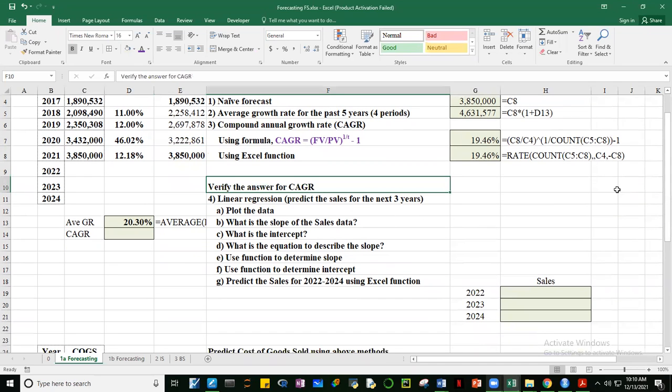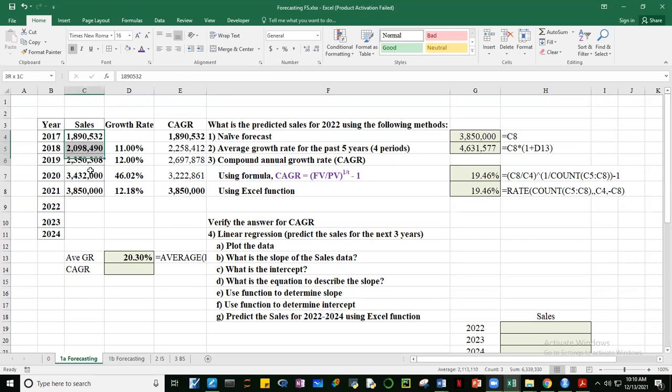Now next, guys, we do linear regression. So linear regression, as the name suggests, linear. Okay, we try to establish a relationship between your sales and here your time. So gagamitin natin si time 2017, 2018, 2019, 2020, 2021 in order to predict our sales.